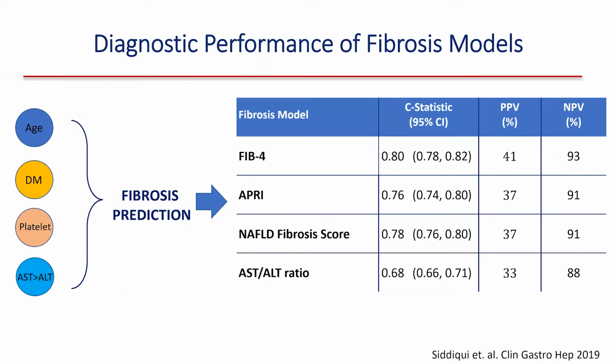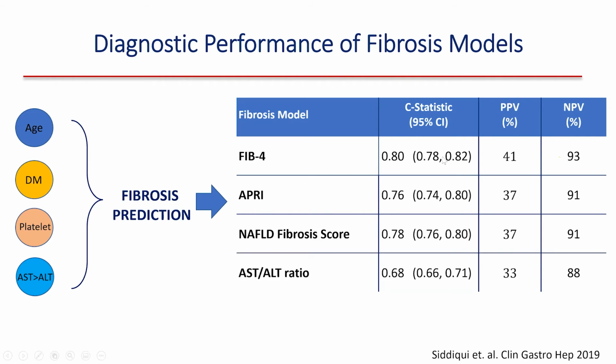And this is an example of clinical prediction models that we oftentimes use in our clinical practice. These are scores like FIB4, APRI, NAFLD fibrosis score, AST to ALT ratio. And what they do is they use common known clinical predictors, so age, diabetes, platelets, AST, ALT ratios, and they put them into a clinical model. And then we oftentimes use that model to predict who may have liver disease or advanced liver disease and who may not. And as you can see, this is the diagnostic performance of these clinical models.